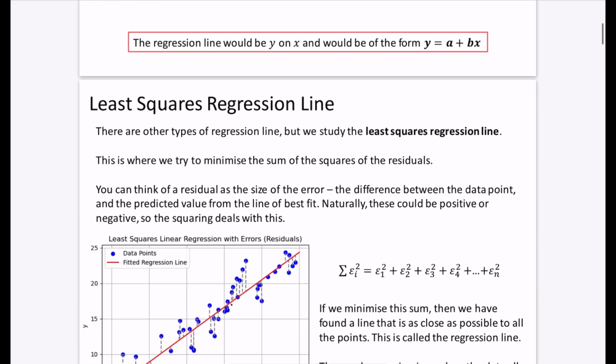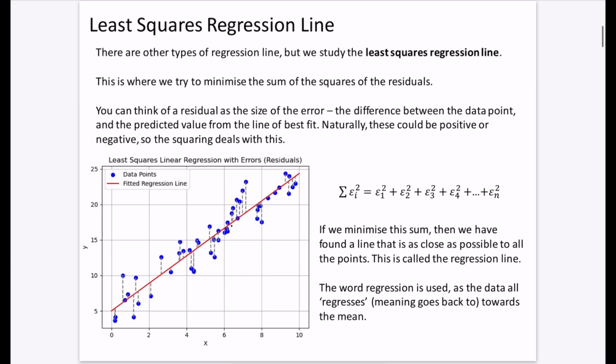So the least squares regression line: this is now going to introduce how we come up with this regression line that we have. It's called the least squares regression line for a reason. There are other types of regression lines, regression line meaning a line of best fit, but the one that we study is the least squares regression line. This is where we try to minimize the sum of the squares of the residuals. So least meaning to minimize, and we're trying to minimize the squares, so the sum of the squares of the residuals.